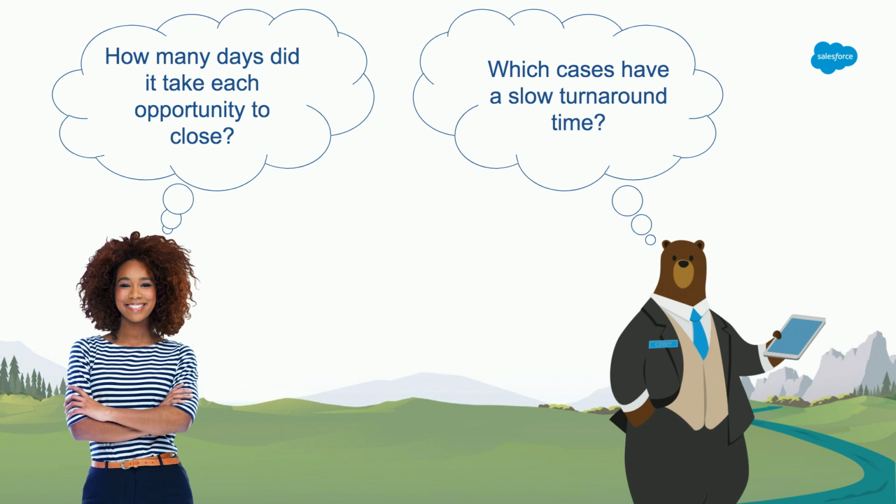Cody the bear, a service manager, is always concerned with cases with a slow turnaround time. So he's always looking for ways that he can flag individual cases based on their turnaround time. And the row-level formula, because it evaluates every record in a case report, can help Cody and his team out by flagging slow turnaround time cases.